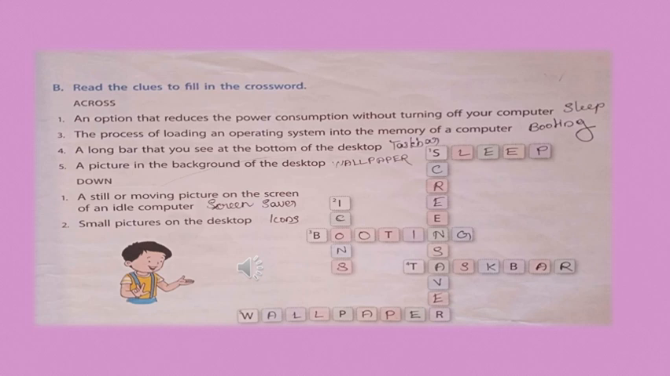Then third one, the process of loading an operating system into the memory of a computer, booting. Then fourth one, a long bar that you see at the bottom of the desktop, taskbar. Then fifth one, the picture in the background of the desktop, wallpaper. Then down, first one, a still or moving picture on the screen of an idle computer, screensaver. Then second one, small pictures on the desktop, icons.